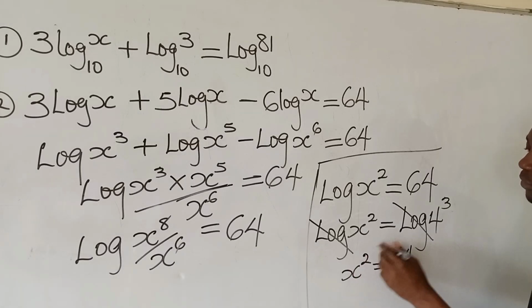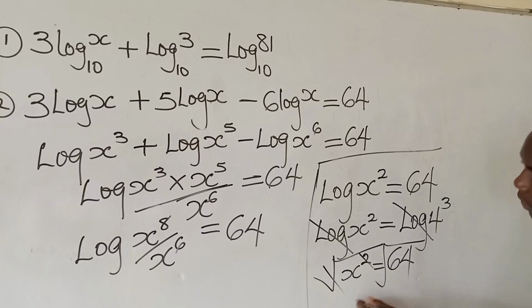So the square roots can be taken for both sides, and we'll be left with x is equal to the square root of 64, and the square root of 64 is 8. So therefore, our answer is 8.